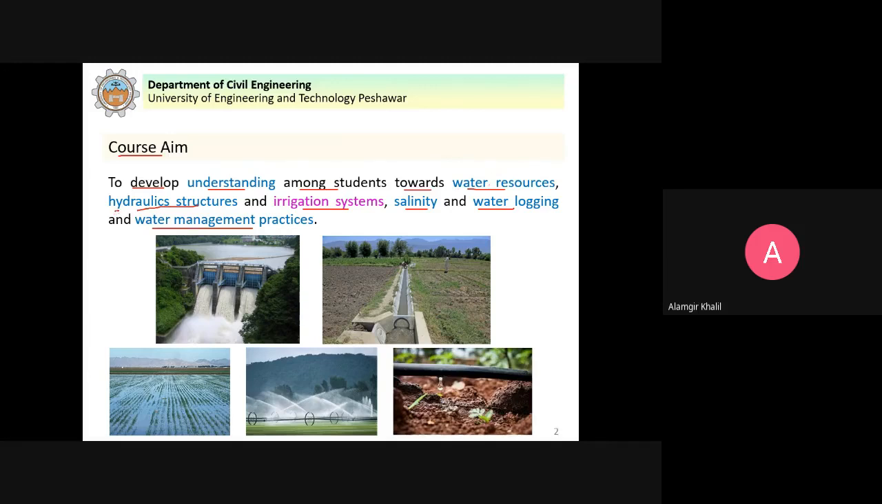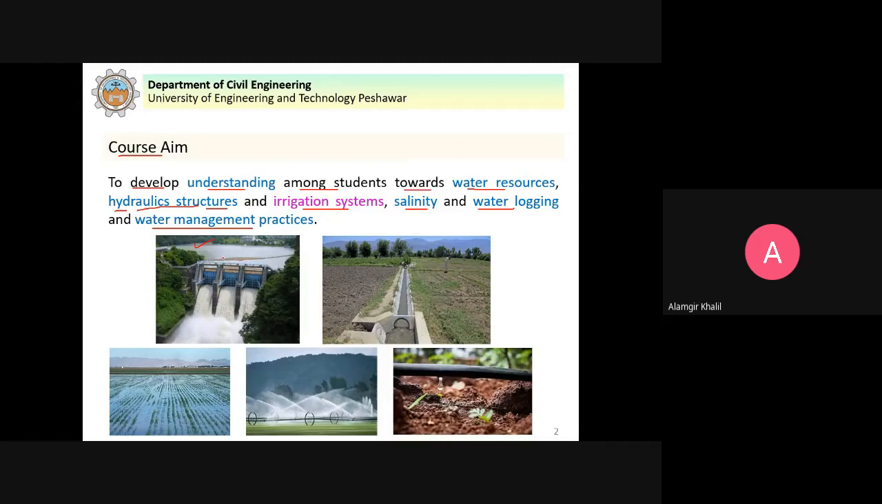Similarly, we will discuss the hydraulic structures. As you can see, we have to construct different hydraulic structures for different purposes. For example, you see here a dam. A dam is a multi-purpose structure. We store the water and then we can use that water for meeting the different water demands.